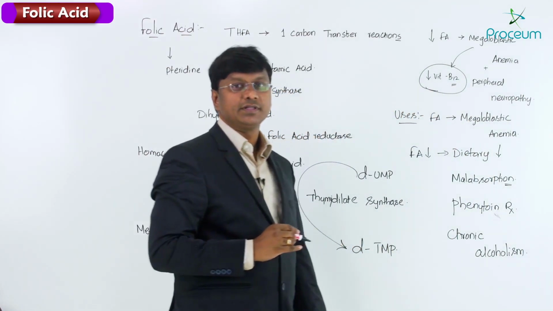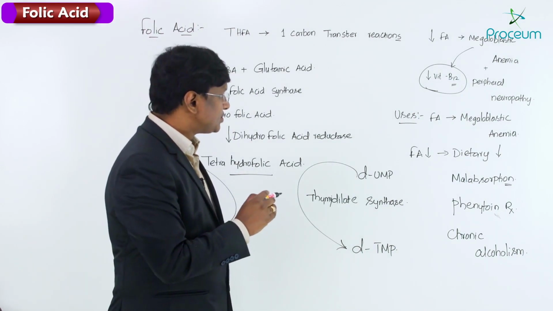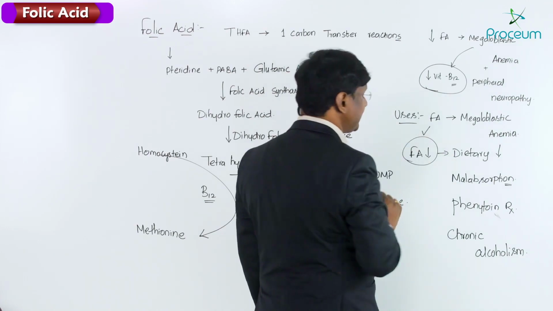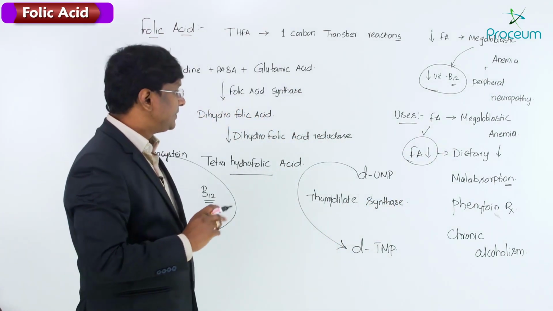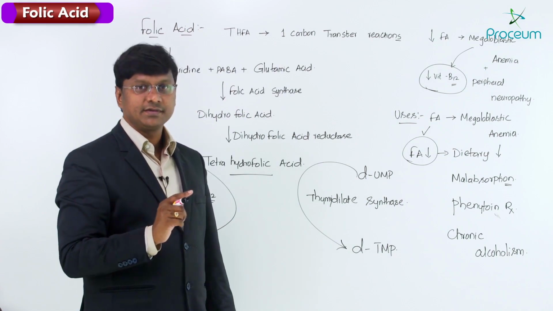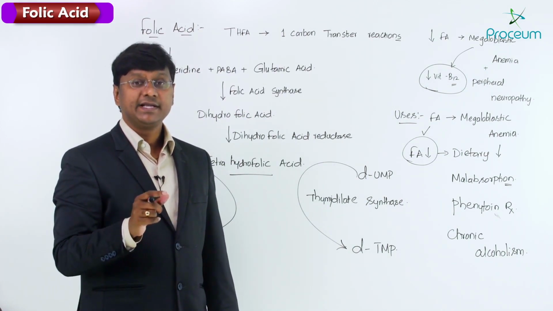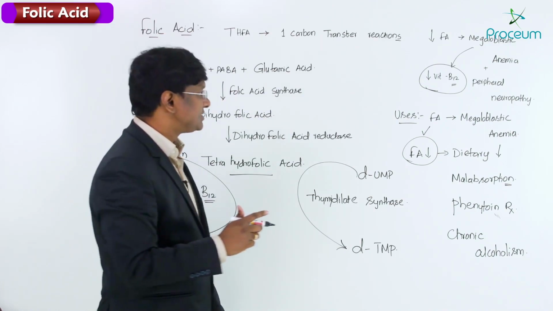Right, the other important thing is chronic alcoholism. So even chronic alcoholism will also cause this folic acid deficiency. Next, folic acid is indicated in the treatment of megaloblastic anemia, and it is also indicated in pregnancy.